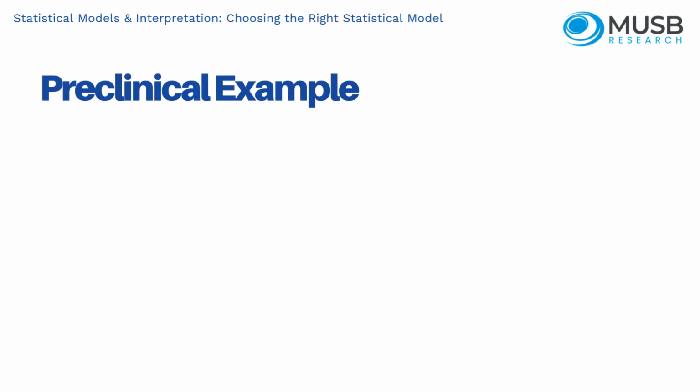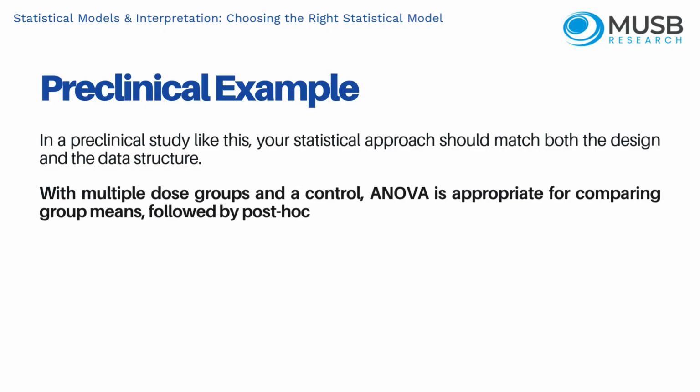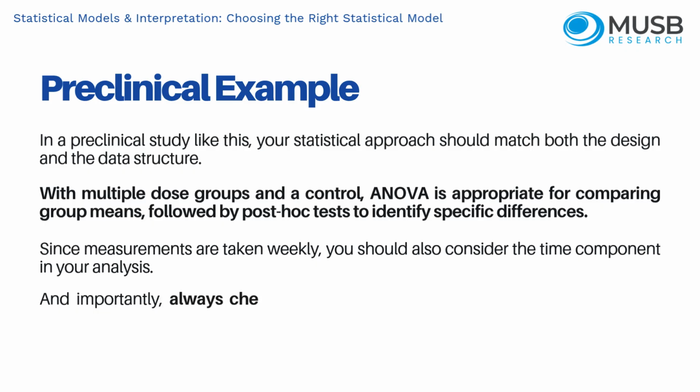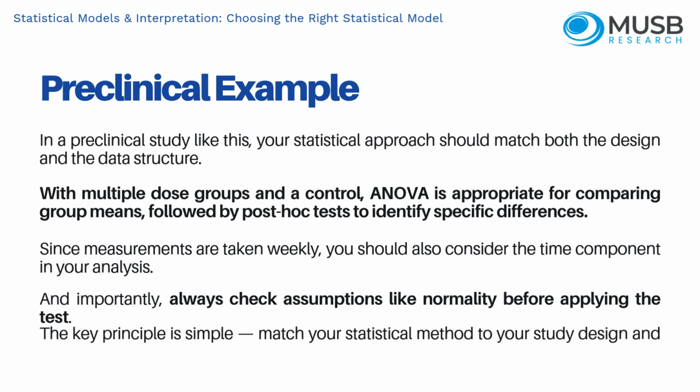Preclinical example. In a preclinical study like this, your statistical approach should match both the design and the data structure. With multiple dose groups and a control, ANOVA is appropriate for comparing group means, followed by post-hoc tests to identify specific differences. Since measurements are taken weekly, you should also consider the time component in your analysis. And importantly, always check assumptions like normality before applying the test. The key principle is simple: match your statistical method to your study design and time points.